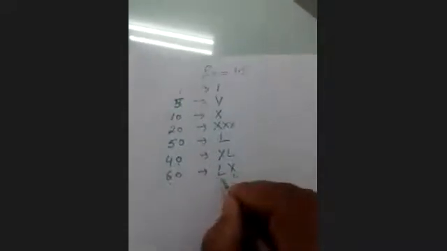For 40 and 60, how can we write 40 or 60 in Roman numerals? If you want to write 40, we'll write it XL. It means 50 minus 10 is 40. If you want to write 60, we'll write it LX, 50 plus 10, 60. Clear, students?